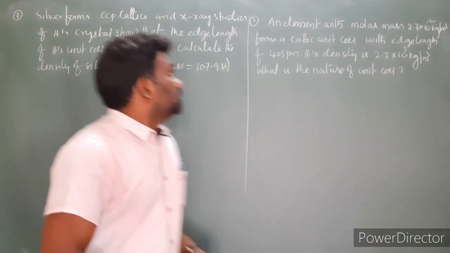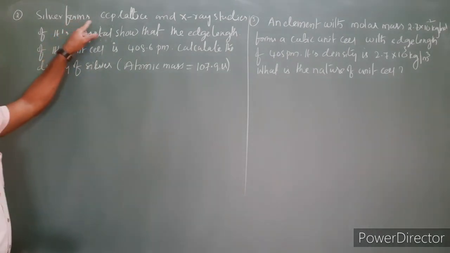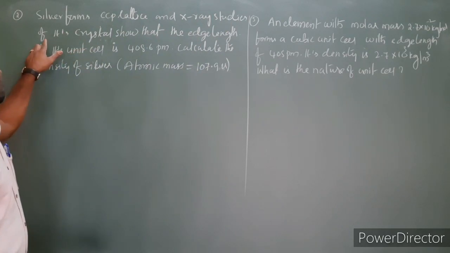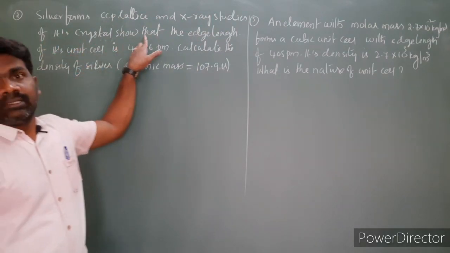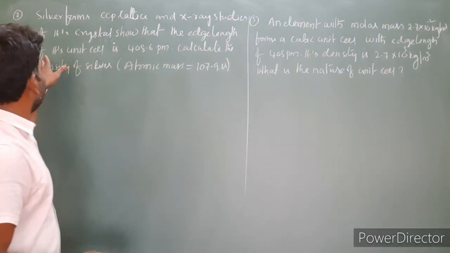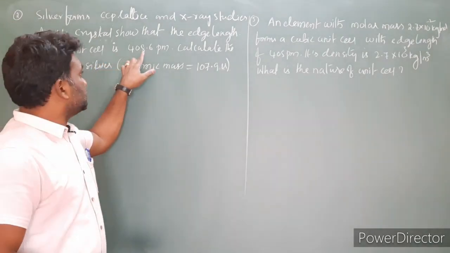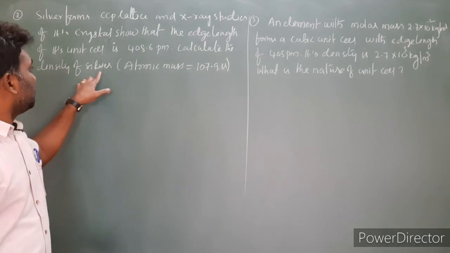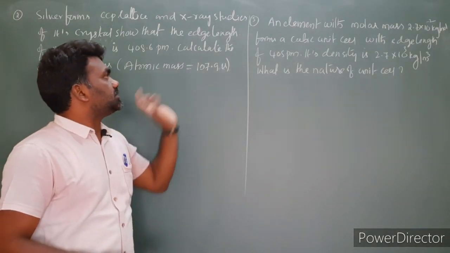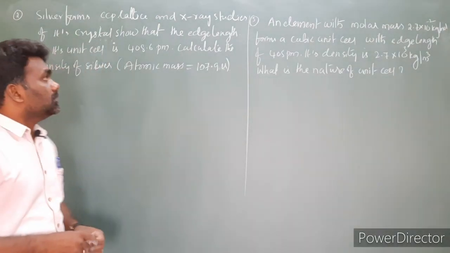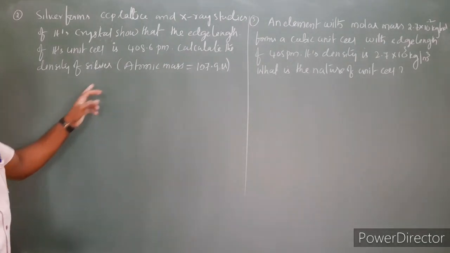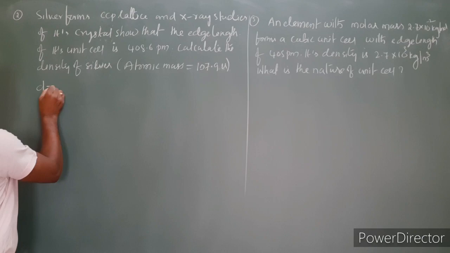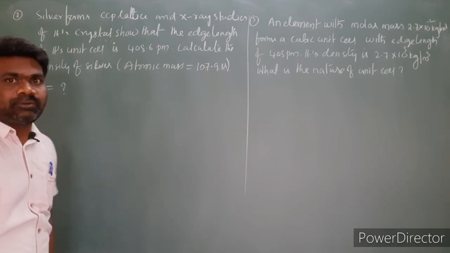Next problem. So let's read the problem. Silver forms a CCP lattice and X-ray studies of its crystal show that the edge length of its unit cell is 408.6 picometers. Calculate the density of silver. Atomic mass is given as 107.9 u. So first let us write the data. First, what do you have to calculate? Calculate the density of silver, so put it as a question mark. D is a question mark.